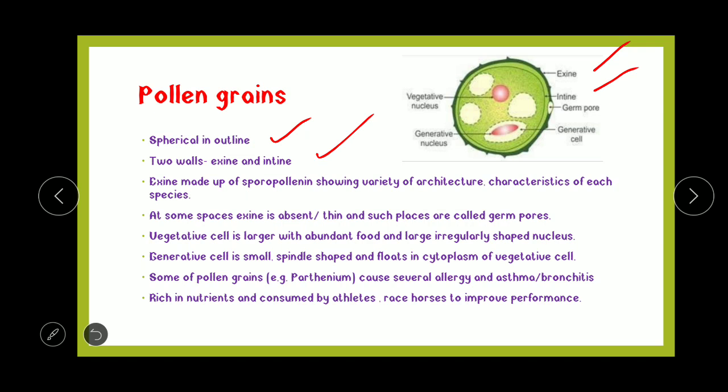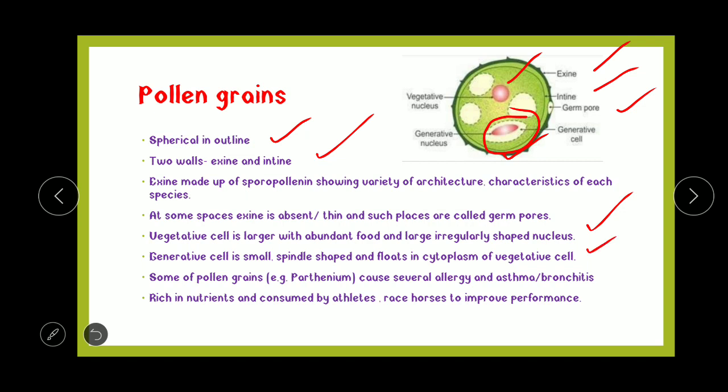The exine is absent at some spaces, and that space is called the germ pore, which helps in respiration of the pollen grain. The vegetative cell is larger and has abundant food reserve. As I have told, an asymmetric mitotic division takes place, that's why the cells are not the same in size. So the vegetative cell is larger with abundant food and a large, irregularly shaped nucleus. You can see this is the large nucleus, and the generative cell is a spindle-shaped cell with a small nucleus. The cell is small, the nucleus is also small, and it floats in the cytoplasm of the vegetative cell.